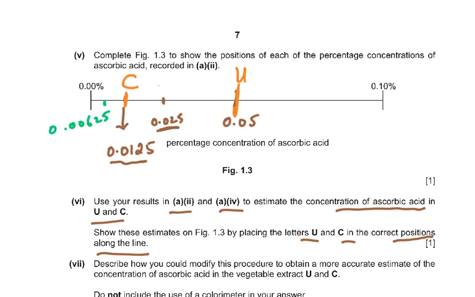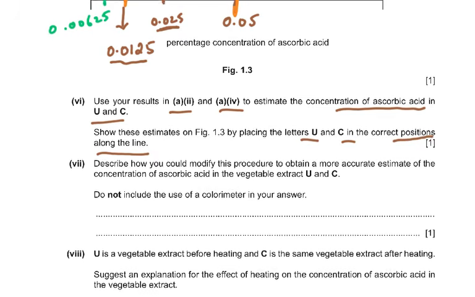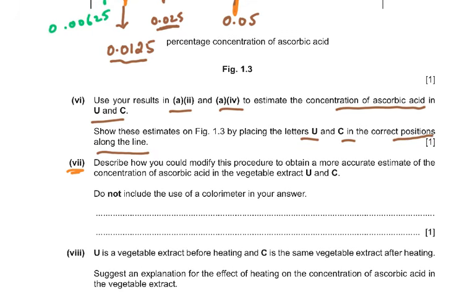So describe how you could modify this procedure. Now it says describe part 7. Describe how you could modify this procedure to obtain a more accurate estimate of the concentration of ascorbic acid in the vegetable extract U and C. Do not include the use of colorimeter in your answer. Narrower range of concentrations. Repeat and calculate a mean. Use a micropipette.